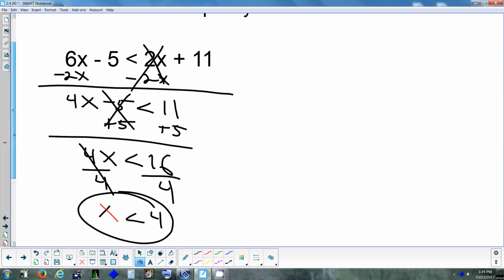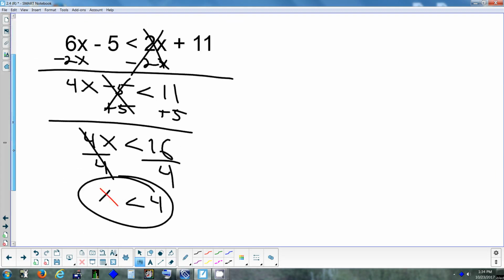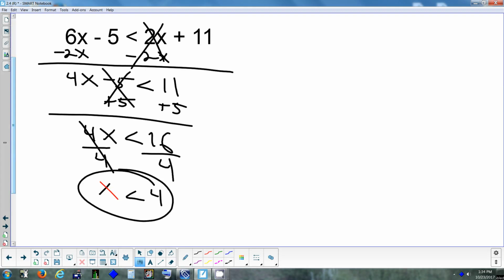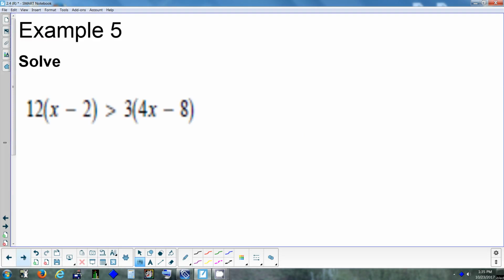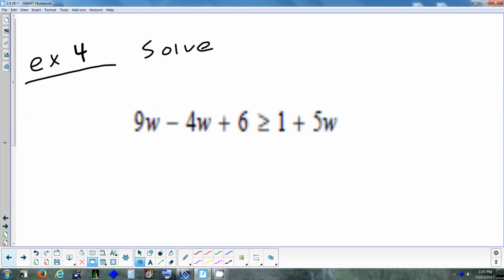Okay, so now I'm just going to scroll up and see. Did it say graph? Nope. Just solve. You didn't have to graph it. Okay. If you were going to graph it, which way would you shade? The left. What kind of circle? Open. Nice. Alright, so Mr. Roy is going to take you through example 4 and 5. And let me do one more and then you're good?